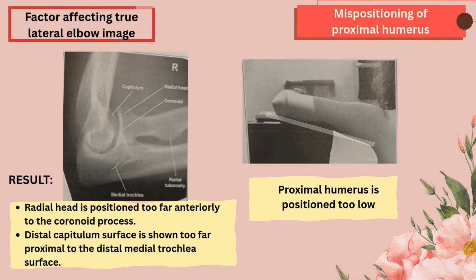Okay, let's see what will happen when the proximal humerus is positioned too low from the elbow. The image shows the radial head is positioned anterior on the coronoid process, and the distal surface of the capitulum is too far proximal to the distal surface of the medial trochlea, which indicates that the patient was positioned with the proximal humerus depressed. To improve this, we have to elevate the proximal humerus until the humeral epicondyles are superimposed and the humerus is positioned parallel with the IR.